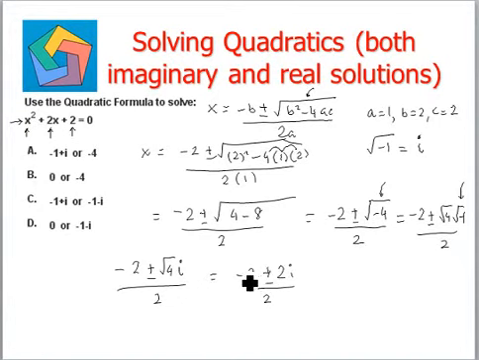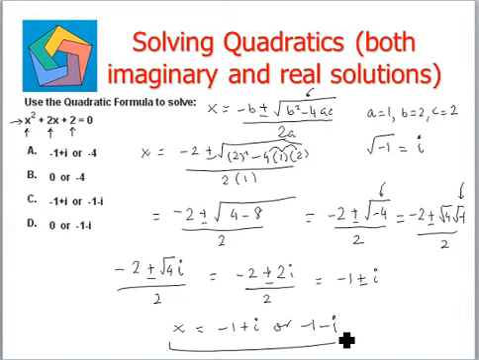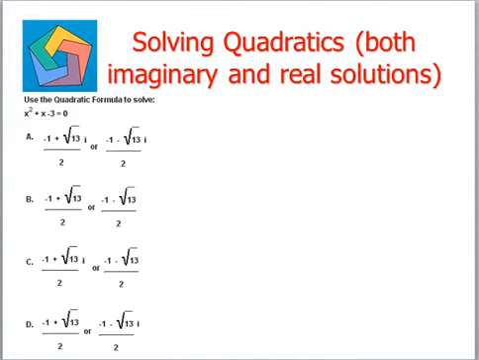From the whole expression we can pull out a 2. So we are left with negative 1 plus minus i. Now the values of x equal negative 1 plus i or negative 1 minus i. This is our final solution and can be seen in option C. Let's move on to the next question.